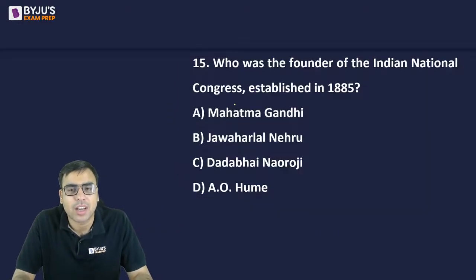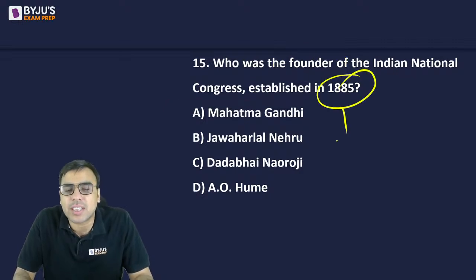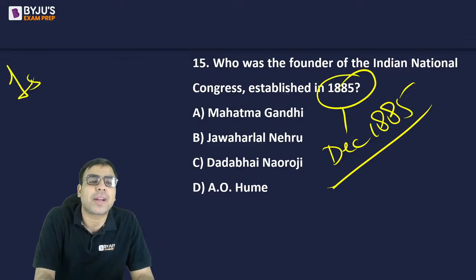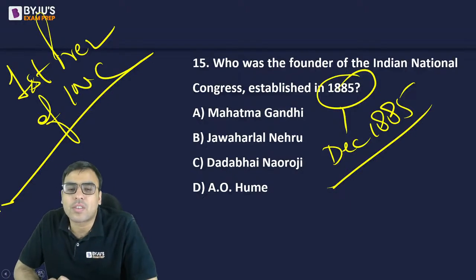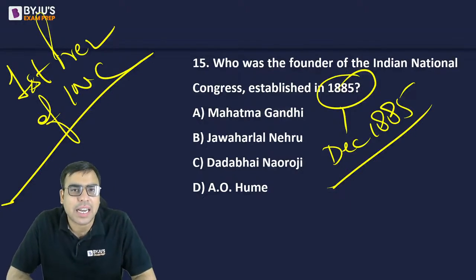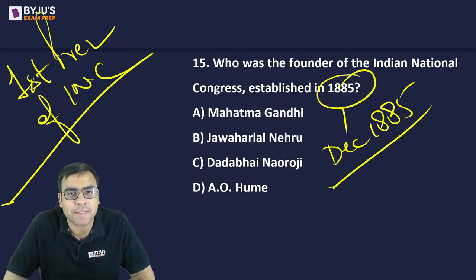Now, who was the founder of the Indian National Congress established in 1885? So it was established in December 1885. And please tell me who was the first president of the Indian National Congress? Founder of Congress and first president of the Indian National Congress. What is the right answer?